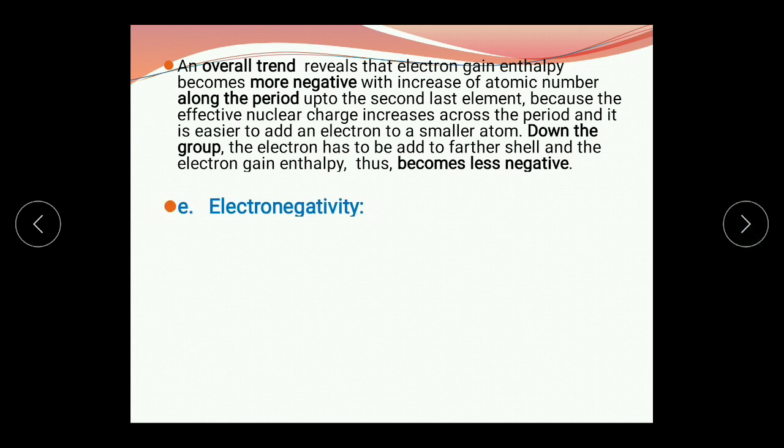Now, the second property is electronegativity. What does electronegativity mean? Suppose a covalent bond is formed between two similar atoms like hydrogen and hydrogen. Then a covalent bond, as you know, is formed by sharing of electrons. So, when the bond is formed between two similar atoms, the electron pair is shared equally between the two atoms.